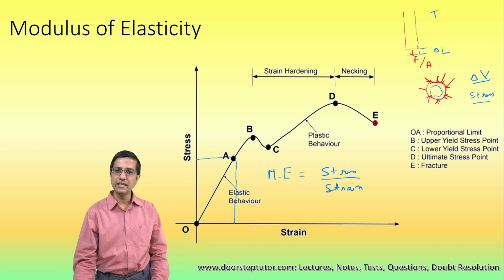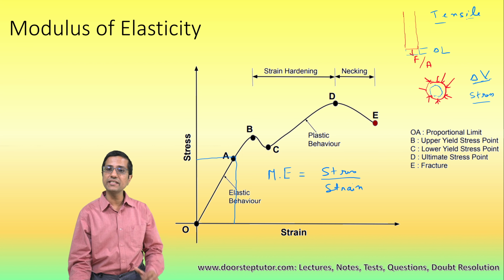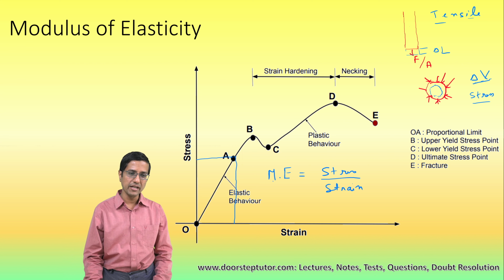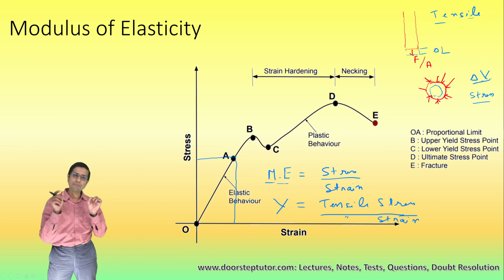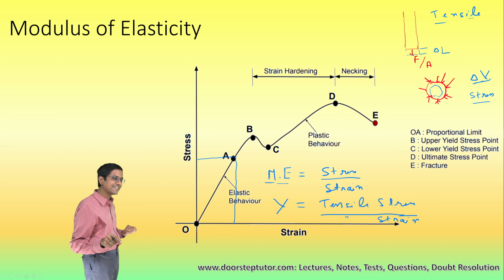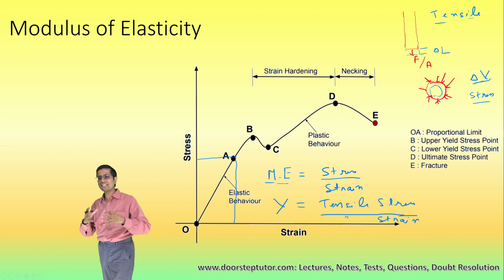This change in length, and the force per unit area in the case of a bar, this is known as tensile stress and strain. In the case of tensile stress and strain, if I plot this curve, then this modulus of elasticity is known as Young's modulus. Okay, so this is tensile stress by tensile strain. Okay, so that is the thing, that the modulus of elasticity is a general term, whereas the Young's modulus is a specific case of modulus of elasticity when I am dealing with tensile stress and strain.